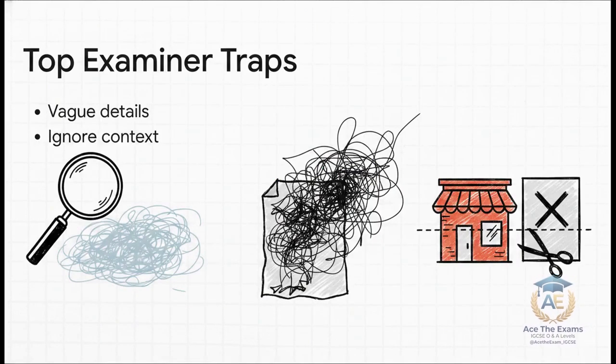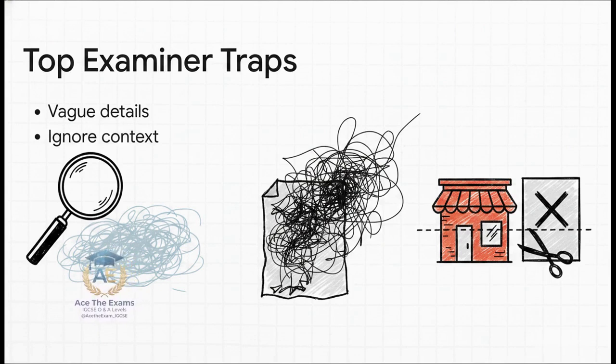To ensure you never make that mistake, let's highlight the top 3 massive examiner traps you must avoid. Trap number 1, vague, unspecific details. Please, don't just write, "It's more secure." You need to specify it utilizes encrypted password protection and user access levels.